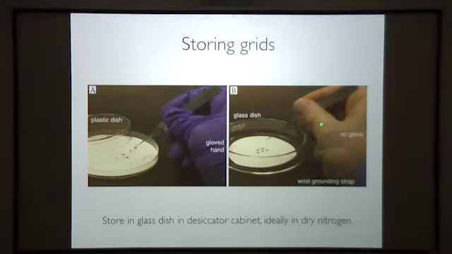We recommend storing the grids in glass dishes and handling them in a way that minimizes contamination and static charges, so preferably without a glove, with a wrist grounding strap, and using glass dishes to avoid the grids flying away because of static charge like this.